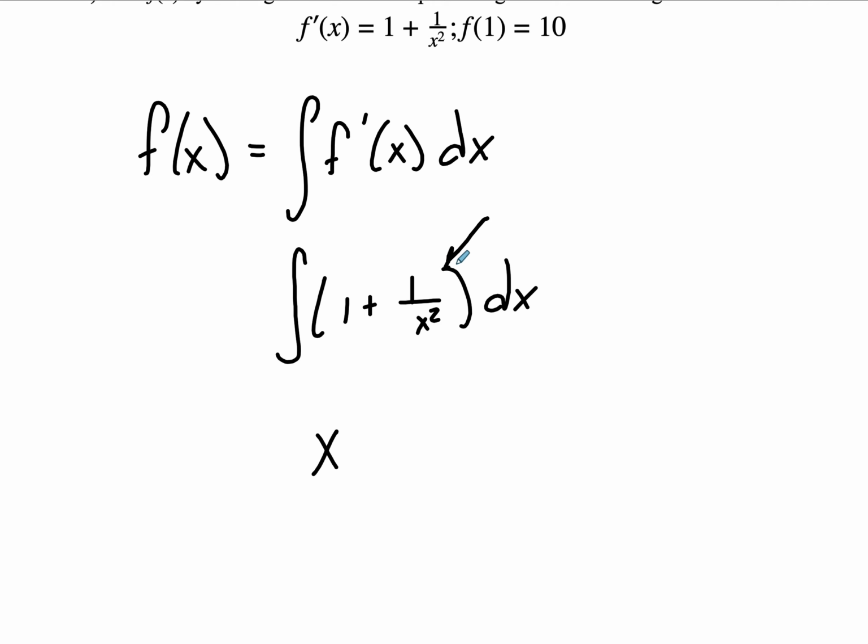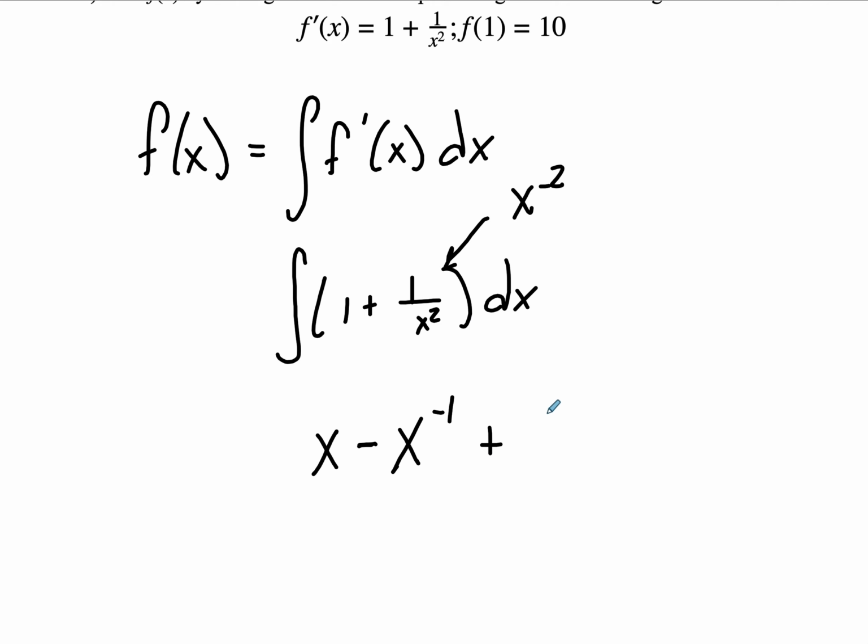And you could view 1 over x squared as x to the negative 2. So to make sure this works, this needs to be negative, this needs to be x, and this needs to be to the negative 1. The reason is because when I do the power rule, this comes down, turns this into a plus, and then the exponent drops down by 1 and becomes a negative 2. And because it's a negative 2, you get 1 over x squared.